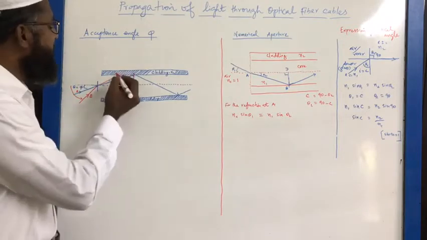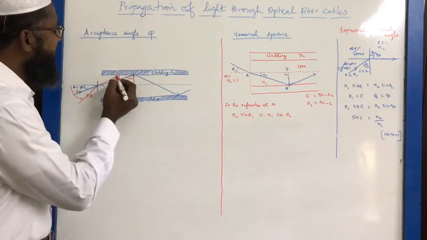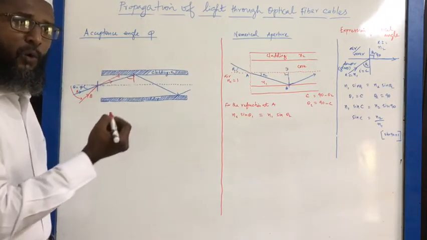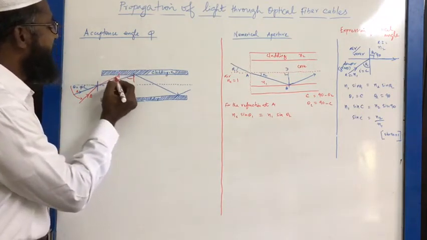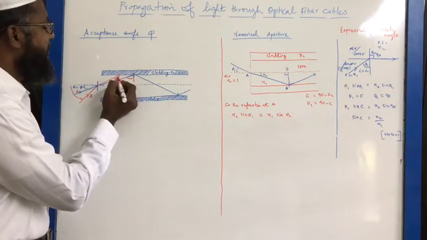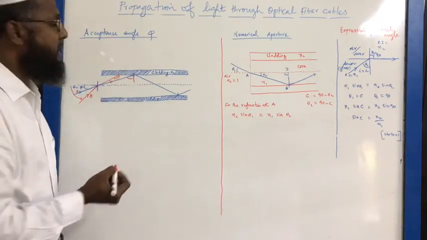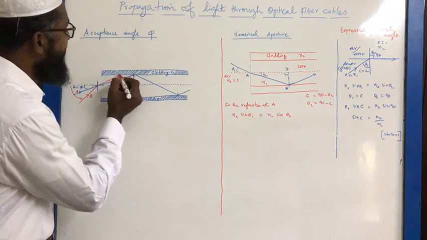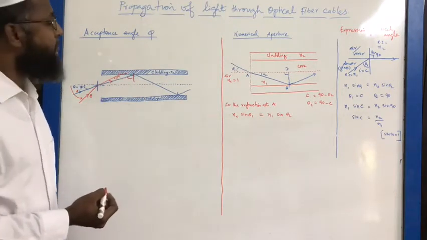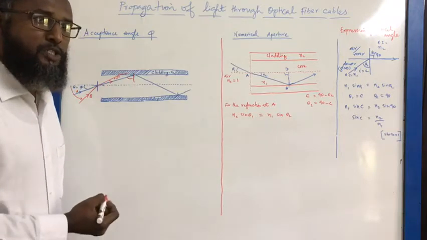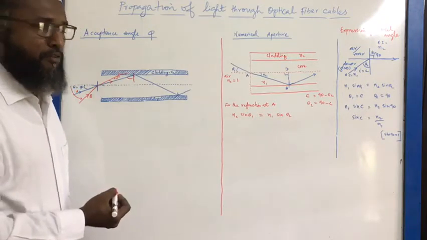Now what happens at the interface? This angle of incidence at the core cladding interface is going to be less than the critical angle. So as a result, it just refracts into the cladding. It won't be propagated through the fiber with the principle of total internal reflection.